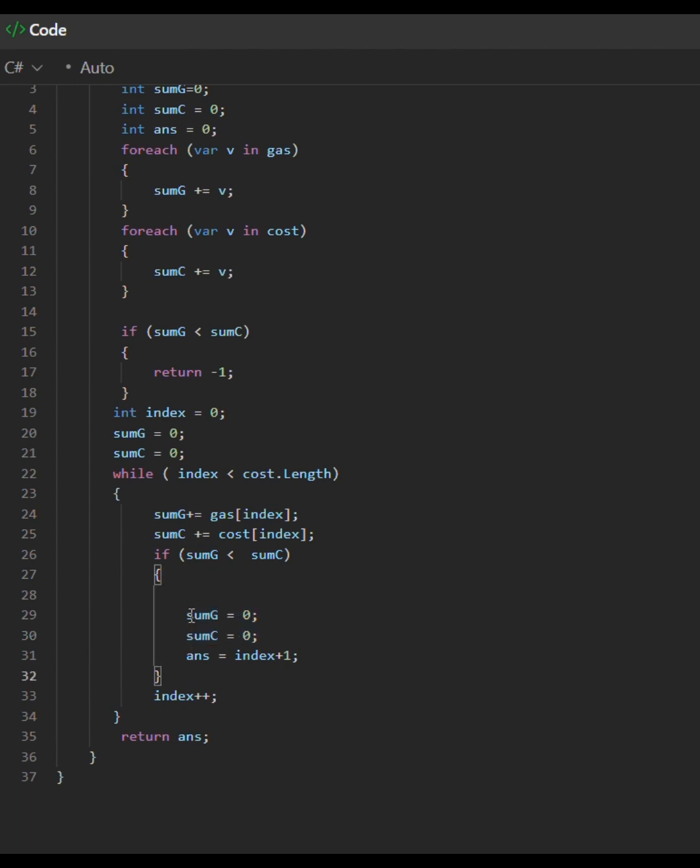So we have to reset the total amount to 0. Then we set the answer to the next station for now. Then we increase the index and continue the while loop until we reach the end of the array. As long as this condition is not met again, we will have a good starting index as our answer. Then we return it at the end.